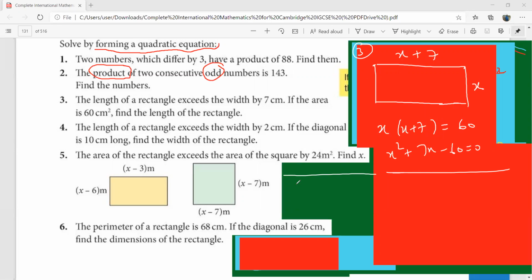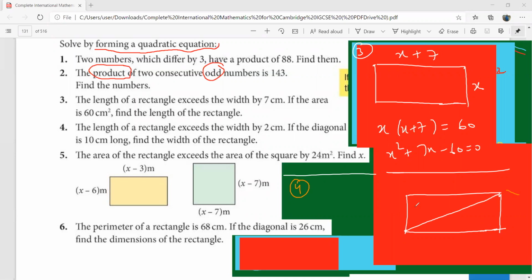In the fourth question, we are given that the length of a rectangle exceeds the width by 2. If the diagonal is 10 cm, find, oh, now he is going to test your knowledge of the Pythagoras theorem. You see, the rectangle is like this, and there is a diagonal as well. The diagonal is also given.